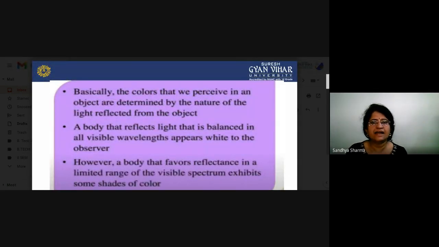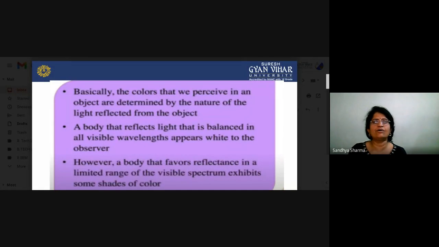Basically, the colors that we perceive in an object are determined by the nature of the light reflected from the object. As we studied previously, if there is an object and it is perceived as a particular color, that is the nature of the light reflected from it. It is the property of that object that it reflects that particular color and absorbs the remaining colors. A body that reflects light that is balanced in all visible wavelengths appears white to the observer.